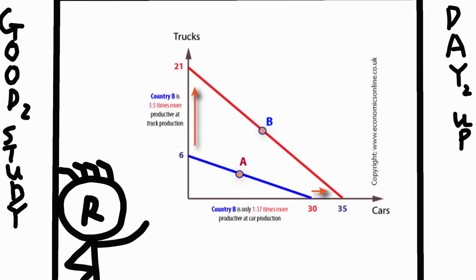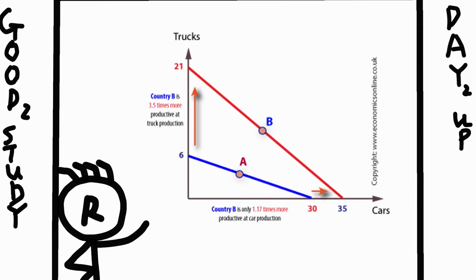So here's another example. We have country A and B. The blue line represents the PPF for A between trucks and cars. And the red curve represents the PPF for B between trucks and cars. So here's the question. Who has the comparative advantage of producing trucks, and who has the comparative advantage of producing cars, and who has the absolute advantage of producing both goods? Take a second and think about it.